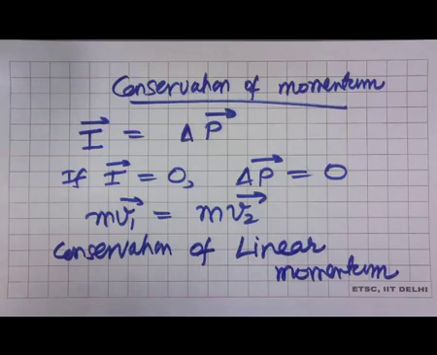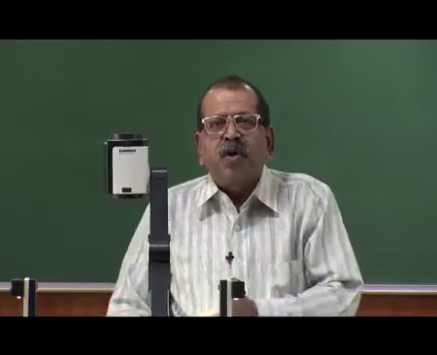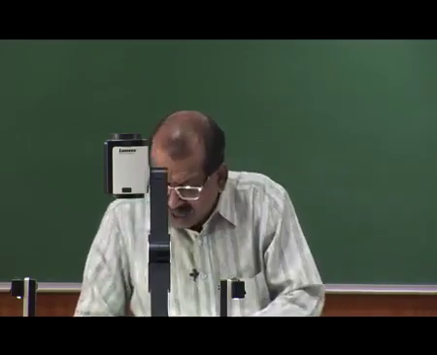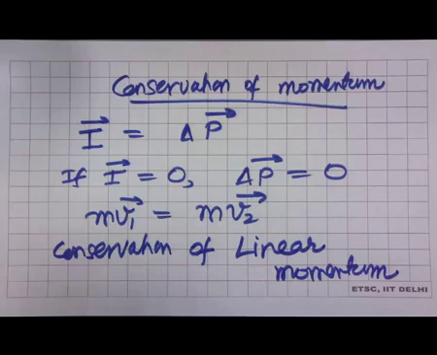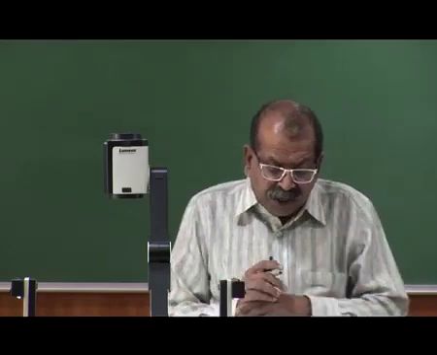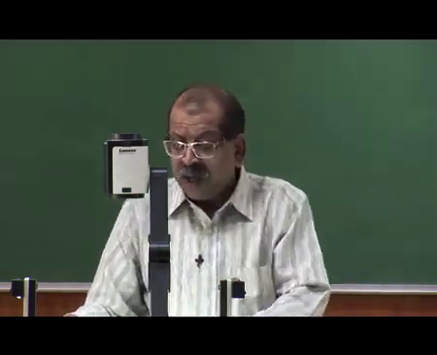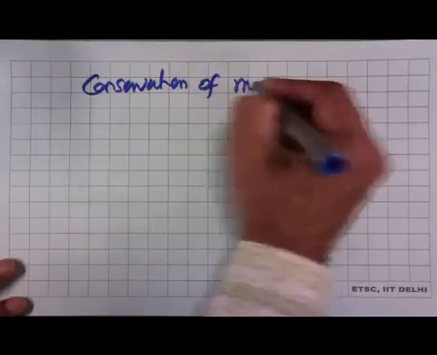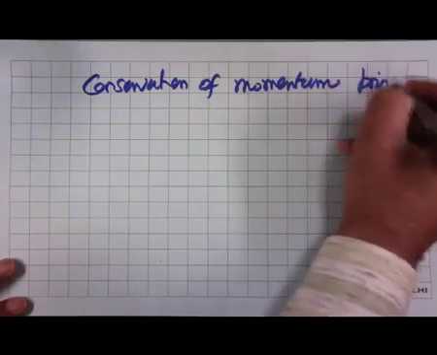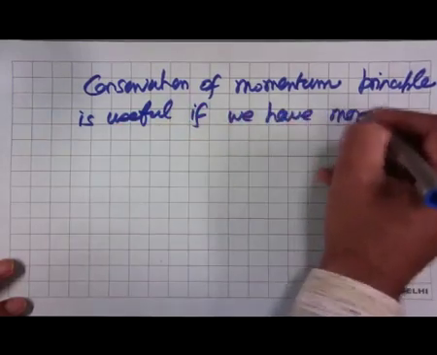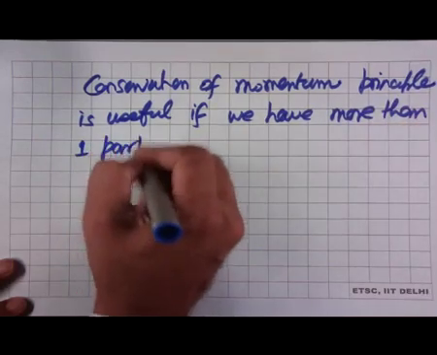Now, for a single particle, this concept of conservation of momentum is not very useful, because it is very obvious that if no external force is acting, then the momentum of the particle does not change. So, if there is only one particle involved, the impulse principle may be useful if force is given as a function of time, we integrate that to find the final momentum. But if impulse is 0, the conservation of momentum principle for a single particle is not very useful. The conservation of momentum principle is useful if we have more than one particle involved.